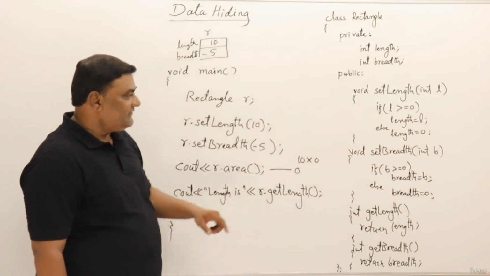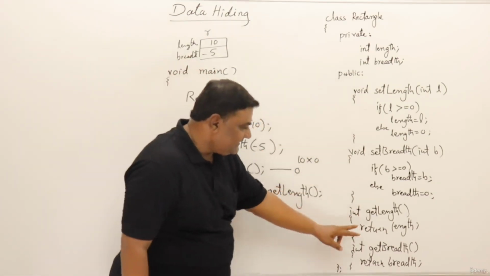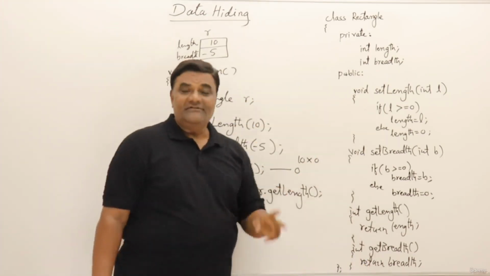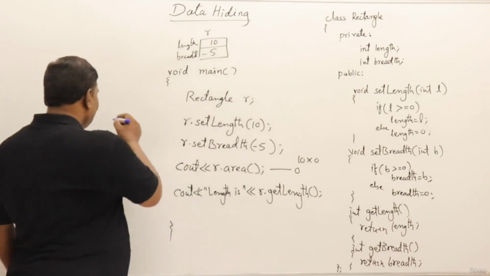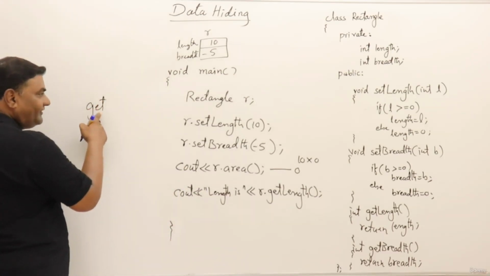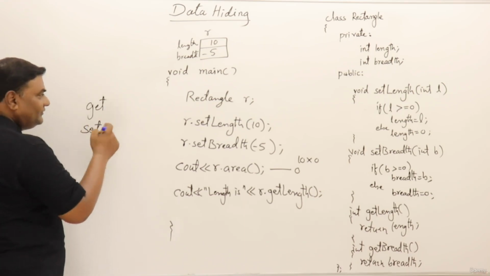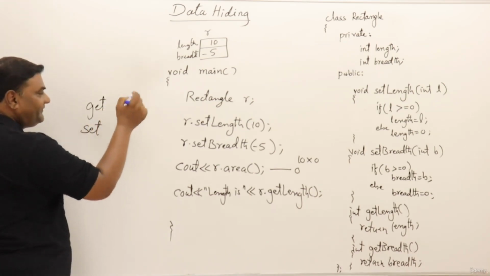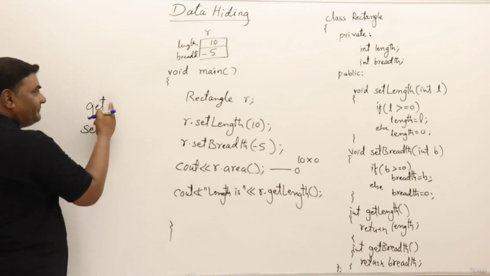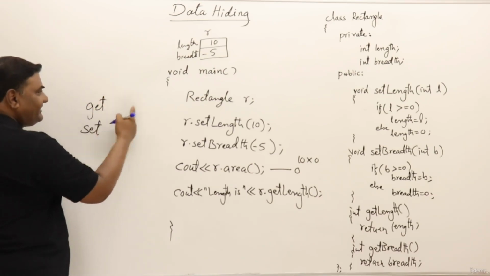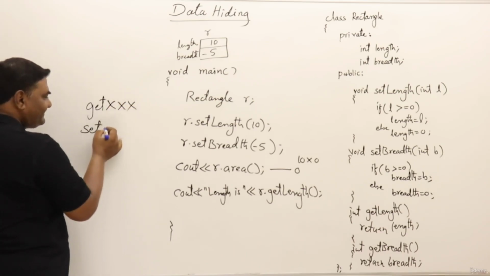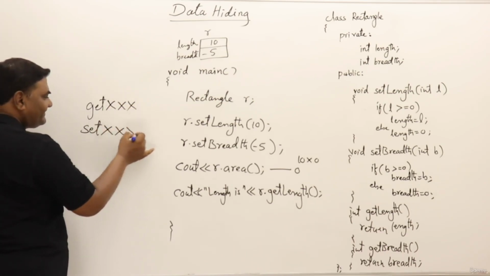So how many functions have I written? Set length, get length, set breadth, get breadth. So for each data member I have written two functions, that is get and set. Get will give you the value of a data member and set will change the value of the data member. If it is length, then it will be get length. If it is breadth, then get breadth. If it is marks, get marks. If it is price, get price. So we have written get xxx function and set xxx function.